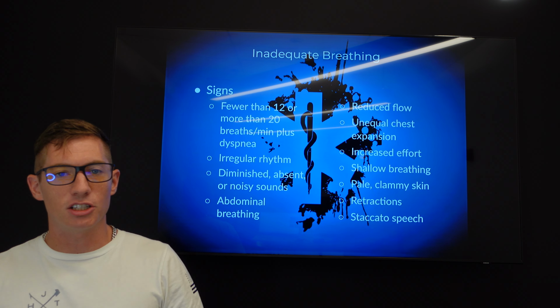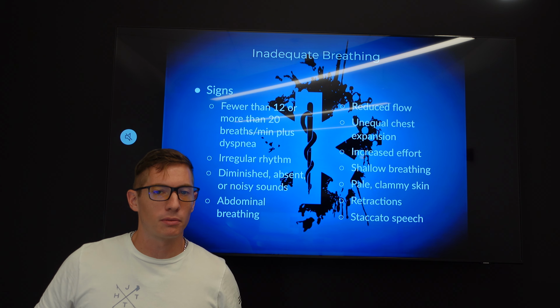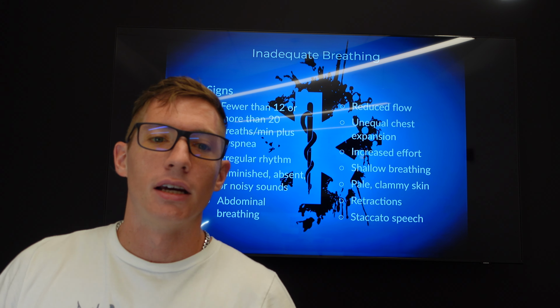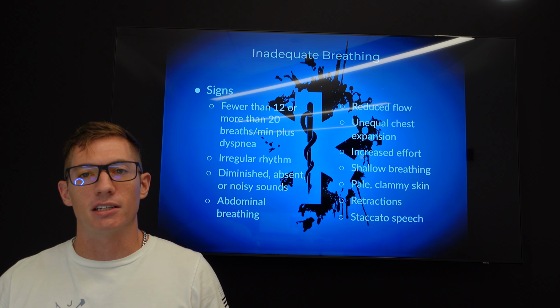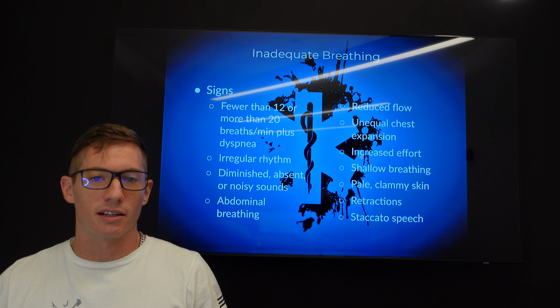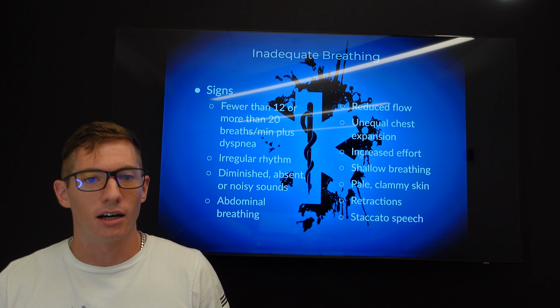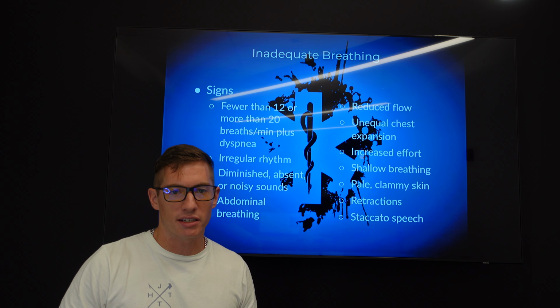Signs of inadequate ventilation include the following: respiratory rate of fewer than 12 breaths per minute or more than 20 breaths per minute. Irregular rhythms, so a series of deep breaths followed by a period of apnea. Apnea is not breathing. Diminished, absent, noisy, gurgling breath sounds. Abdominal breathing, reduced flow of air out the nose, unequal, inadequate chest expansion.